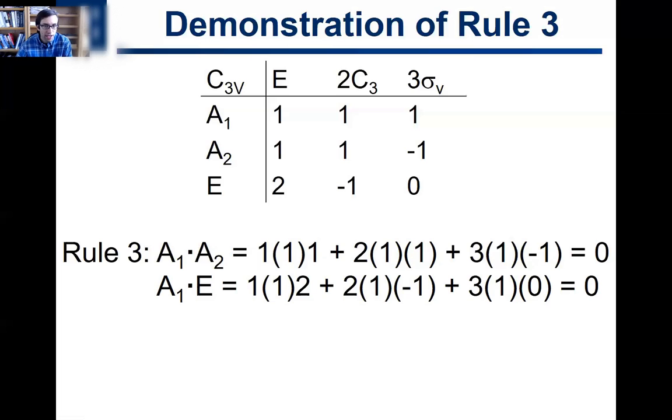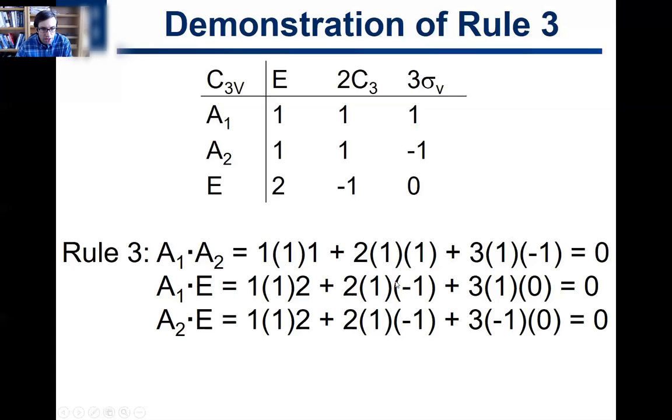So A1 dotted by E. Again, 1, 2, and 3. Those are the first coefficients. They came from the symmetry elements, 1, 2, and 3. And then we have 1, 1, 1. That's A1. And then E, irreducible representations, 2, negative 1, 0, 2, negative 1, 0. 2 plus negative 2, 0, and then plus 0, 0. So that checks. Those are orthogonal.